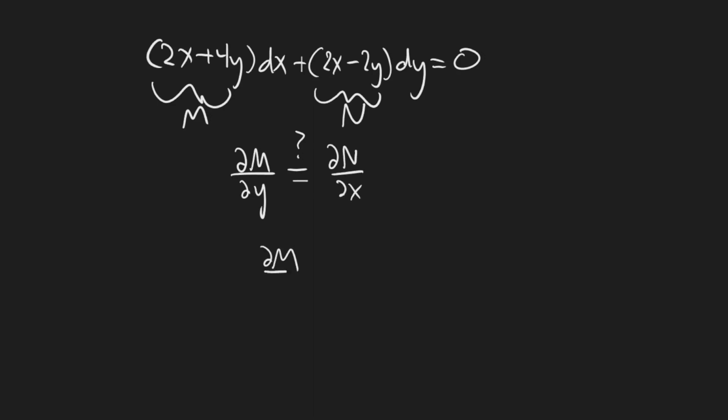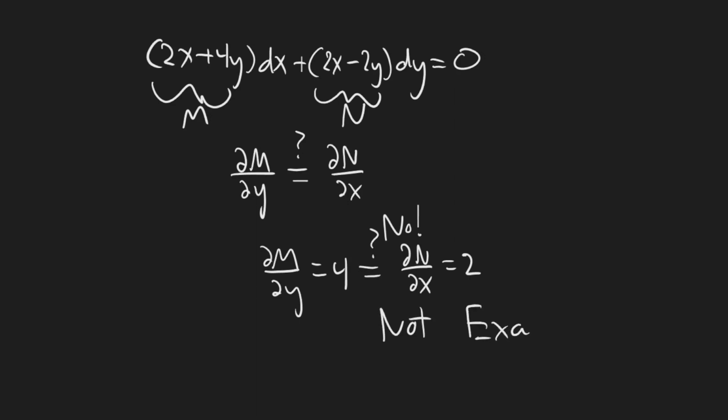So let's see, partial m over partial y in this case is just going to be 4. And so does that equal partial n partial x? And so partial n partial x is just going to be 2. So no, they do not equal each other. So these are not equivalent, and therefore this equation is not exact. And hopefully that's the end of the problem for you, right? Hopefully your professor doesn't ask you to solve for it still. But this ODE is not exact, so obviously the exact ODE method won't work.